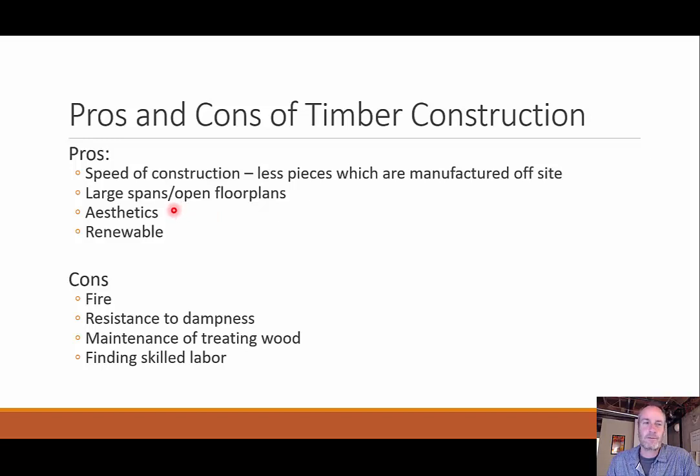Aesthetics: most people like the way they look to have these big rigid members. Usually you're not putting a drywall or anything in front of it to hide it. Instead, you're actually letting the structure show itself. Also renewable, we can always plant more trees. Some cons: they can be prone to fire. And then dampness, just like all wood, it needs to be treated and maintained to keep dampness away. Also finding people who can actually do this type of labor.